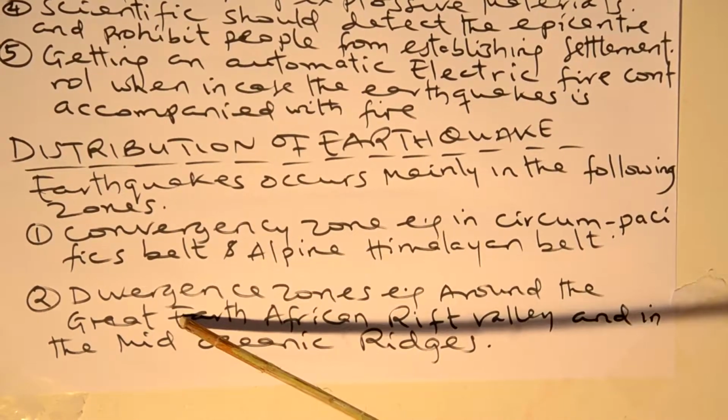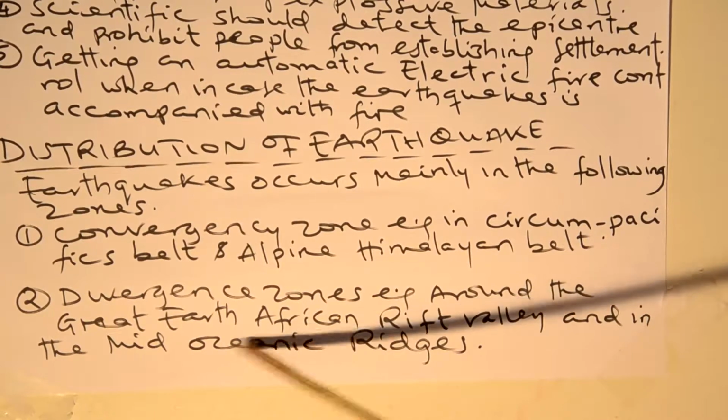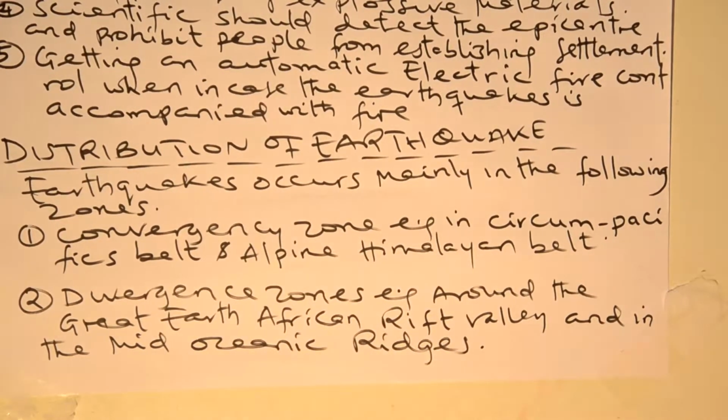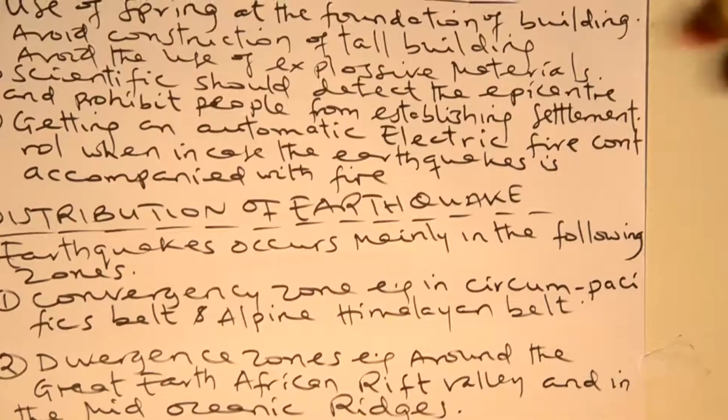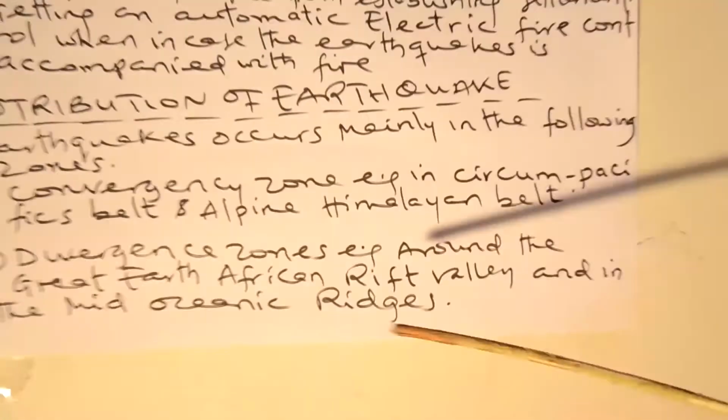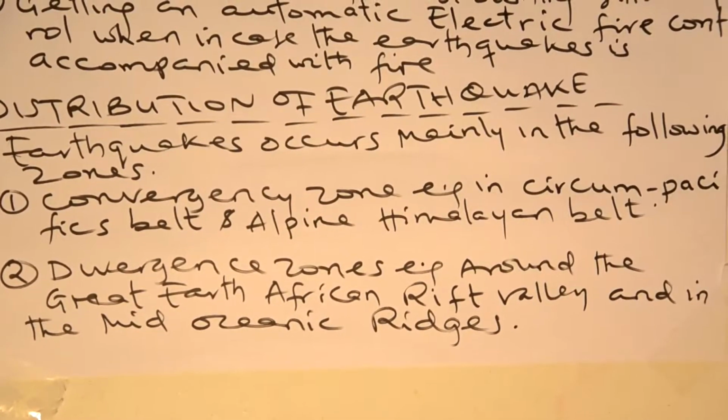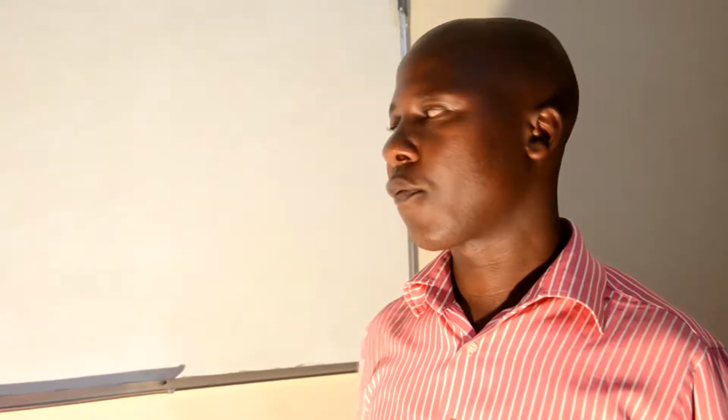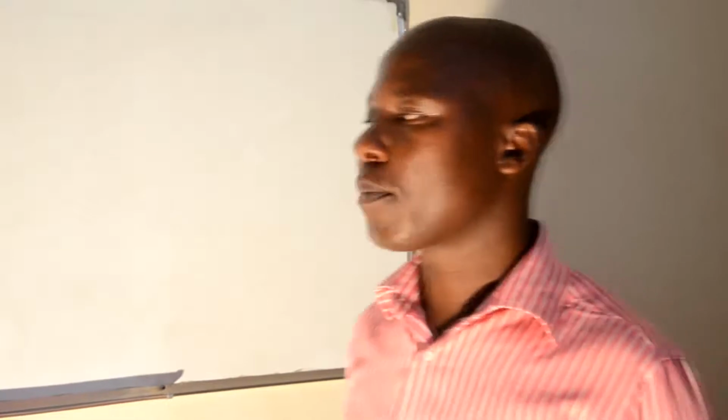The divergence zone is around the Great East Africa Rift Valley, as I told you in Kigoma, even the part passing through Dodoma, the Rift Valley, and in the mid-ocean regions. Therefore, whenever talking about distribution, not all parts can be affected, but there are some parts, for instance the convergence zone and the divergence zone, which are mostly affected. Therefore, wherever you want to construct a tall building, you have to know the areas of weakness, for instance the divergence area and the convergence area.